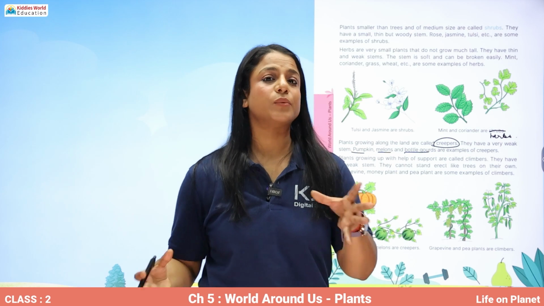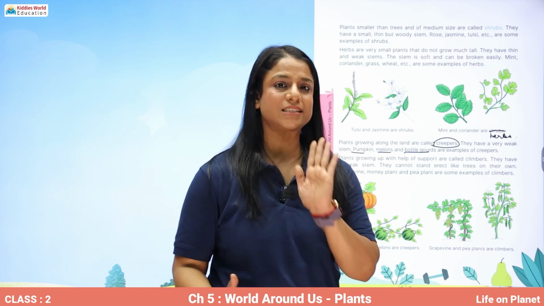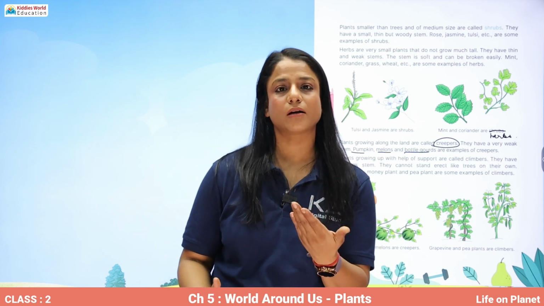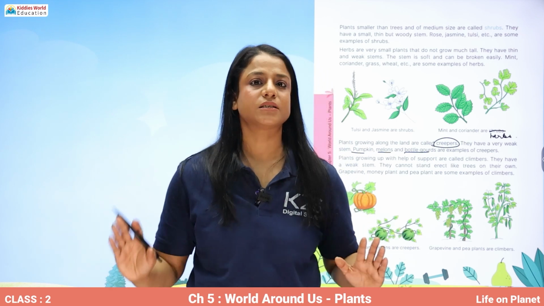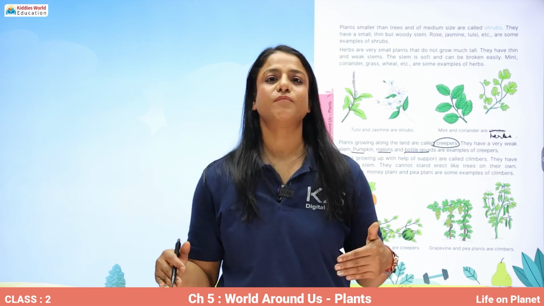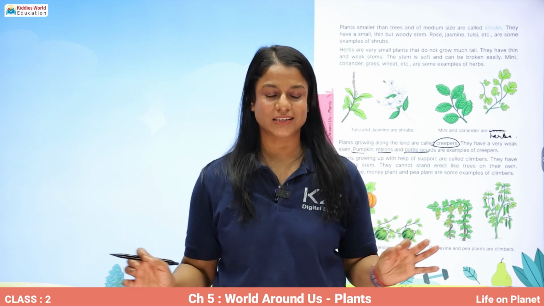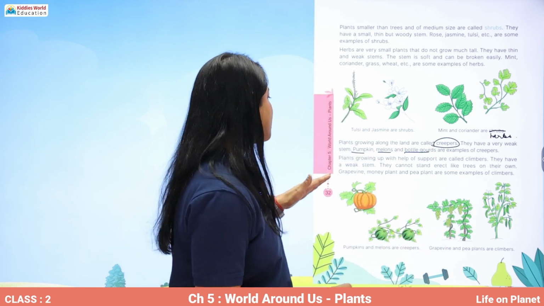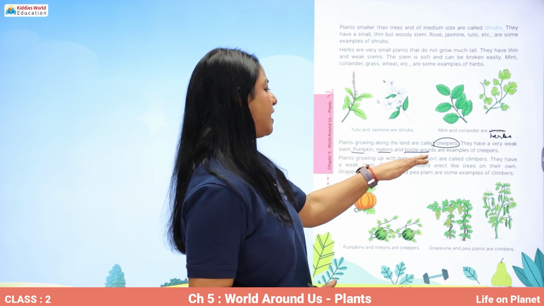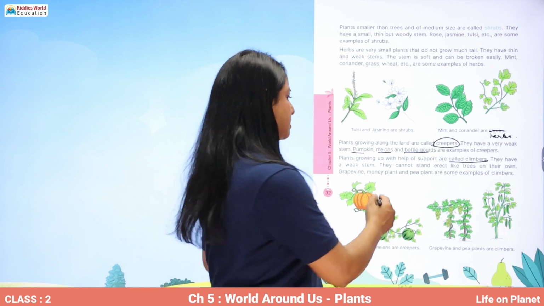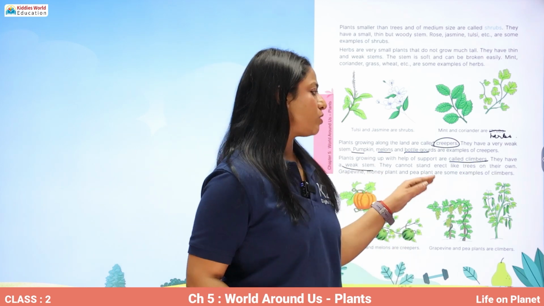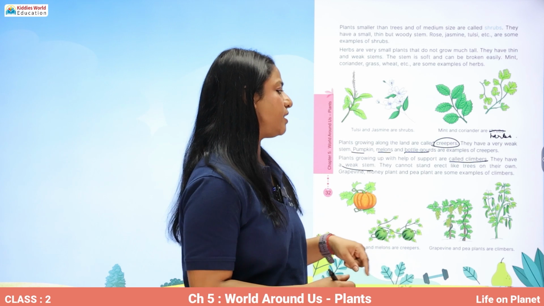But if given some kind of support, a stick or some other plant, they can surely climb with the help of some support. And these kinds of plants are called climbers. Plants growing up with the help of support are called climbers. They have a weak stem.